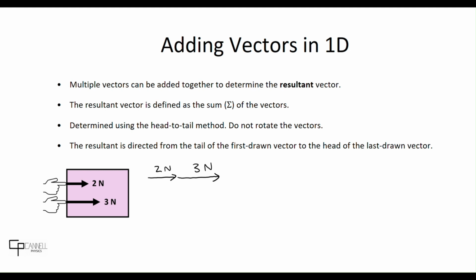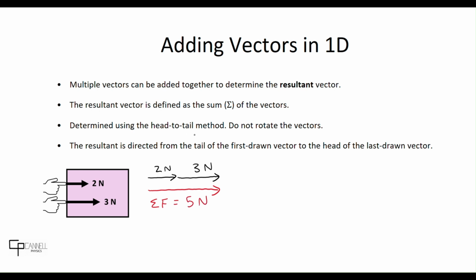So as the last dot point suggests, we must draw the resultant from the tail of the first drawn vector, the 2 Newton vector, to the head of the last drawn vector, the 3 Newton vector. And I'm going to draw this with a red arrow. And it's quite obvious that this red resultant force to the right has a magnitude of 2 plus 3, or 5 newtons. So therefore the sum of these forces is equal to 5 newtons.